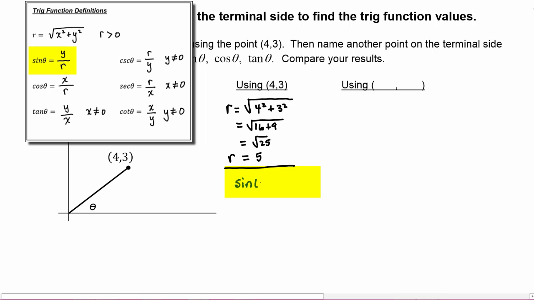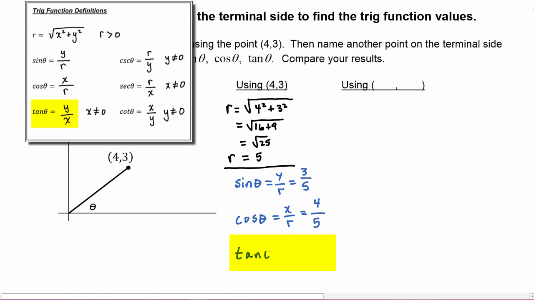Sine of theta we know is y over r, so that would be 3 over 5. Cosine of theta is x over r, so that's going to be 4 over 5. And tangent of theta is y over x, which is equal to 3 over 4.